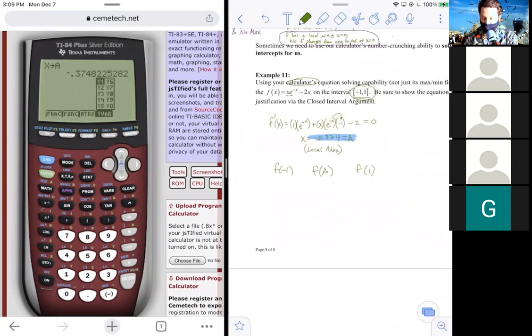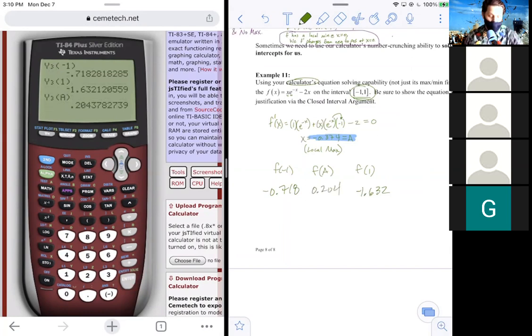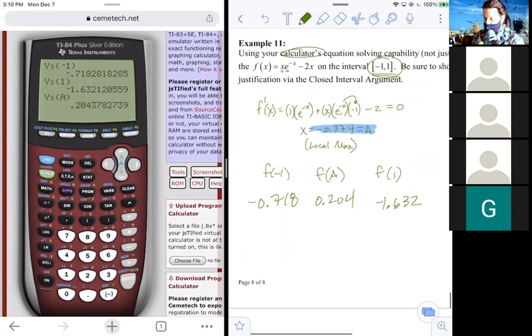Alpha trace number 3 of, open parentheses, -1. Write it down, -0.718. Recall it if you want. You don't have to do it in any particular order. So let me do 1 next. -1.632. And then recall it, and then come over here where there's a 1 and put alpha A. And we get 0.204. And I'm not going to finish answering the question, but you could talk about it, right?